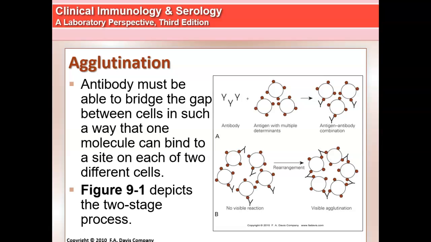The antibody must be able to bridge the gap between the cells so that one molecule can bind to a site on each of two different cells. So this figure 9.1, it's in your book, and it depicts this two-stage process. So there's antibody that's floating around free, then we have an antigen with multiple determinants, and then you get this agglutination reaction.